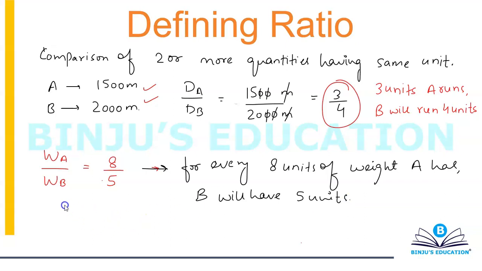So for example, weight of wrestler A can be 8 and that of B can be 5. Weight of wrestler A can be 16, B can be 10. A can be 24, B can be 15. Then A can be 32, B can be 20, and so on and so forth. So the point is, if you have an absolute quantity, you're going to have a specific ratio. But if you have a specific ratio, you can't go the other way around, because ratio gives you possibilities. It's a comparison.